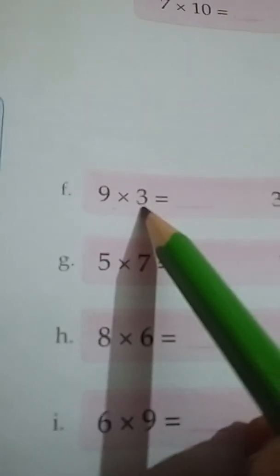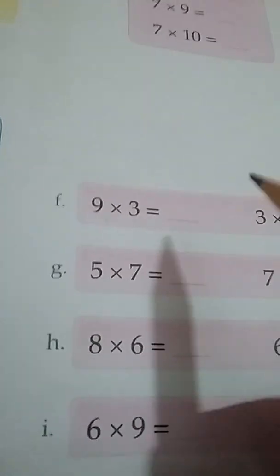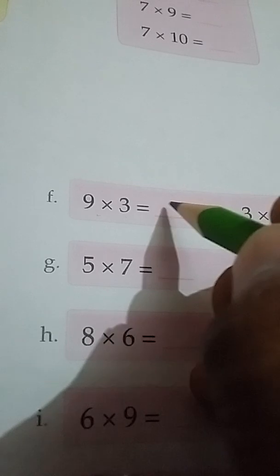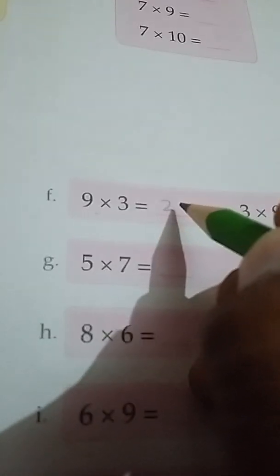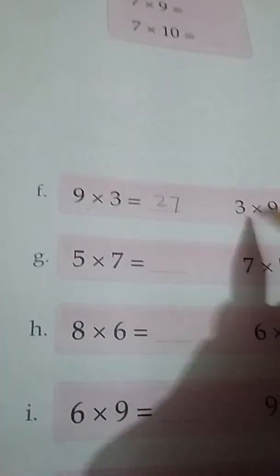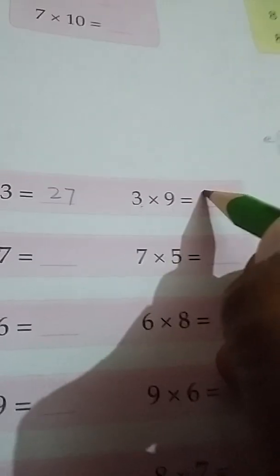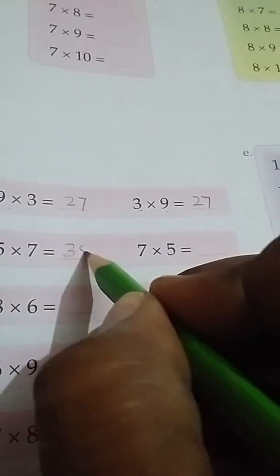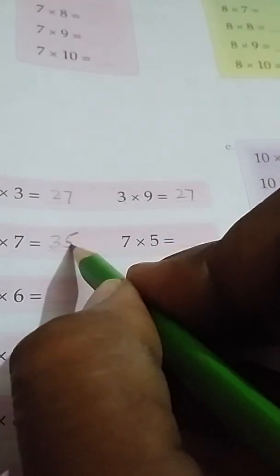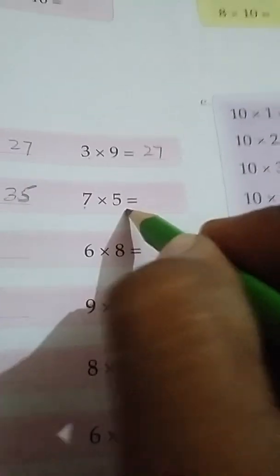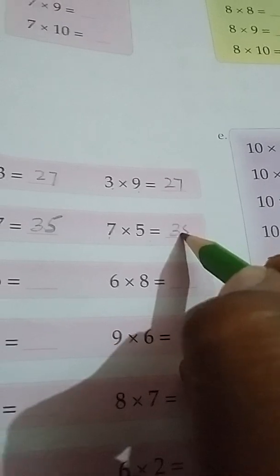9 3s are 27, and 3 9s are also 27, 5 7s are 35, and 7 5s are also 35. So complete these.